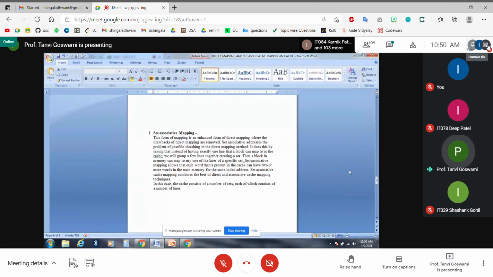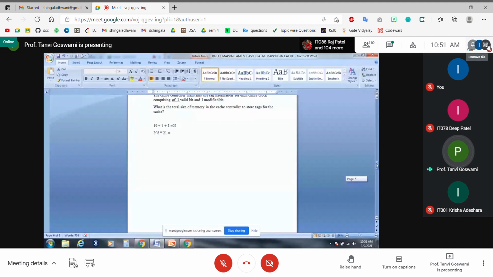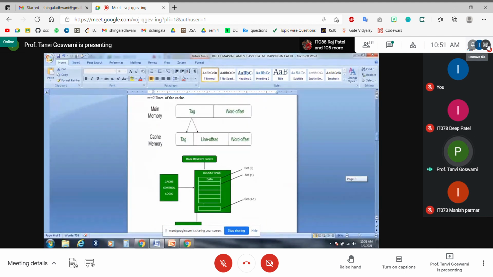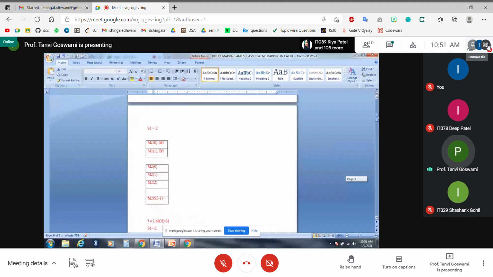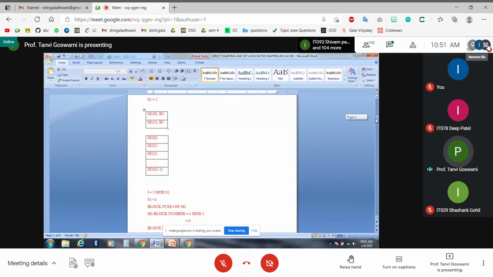Basically, set associative mapping is an enhanced form of direct mapping, where the drawbacks of direct mapping are removed. What are the drawbacks of direct mapping? In direct mapping, we have divided the memory into, let us say, two sets in M1, that is the cache memory, and a number of sets in M2. For every odd number, we can place only one block at a time in the cache memory.